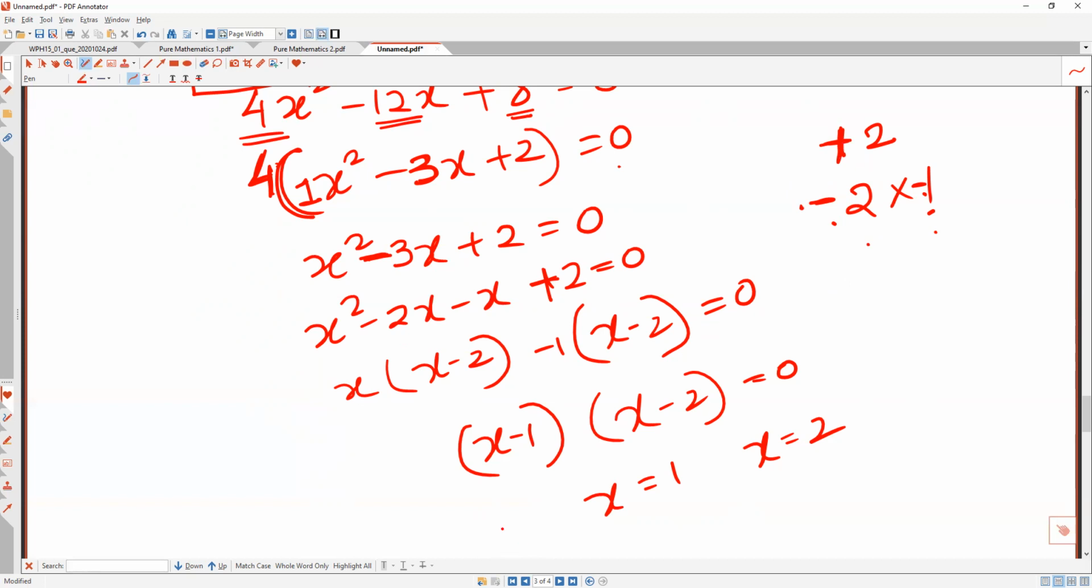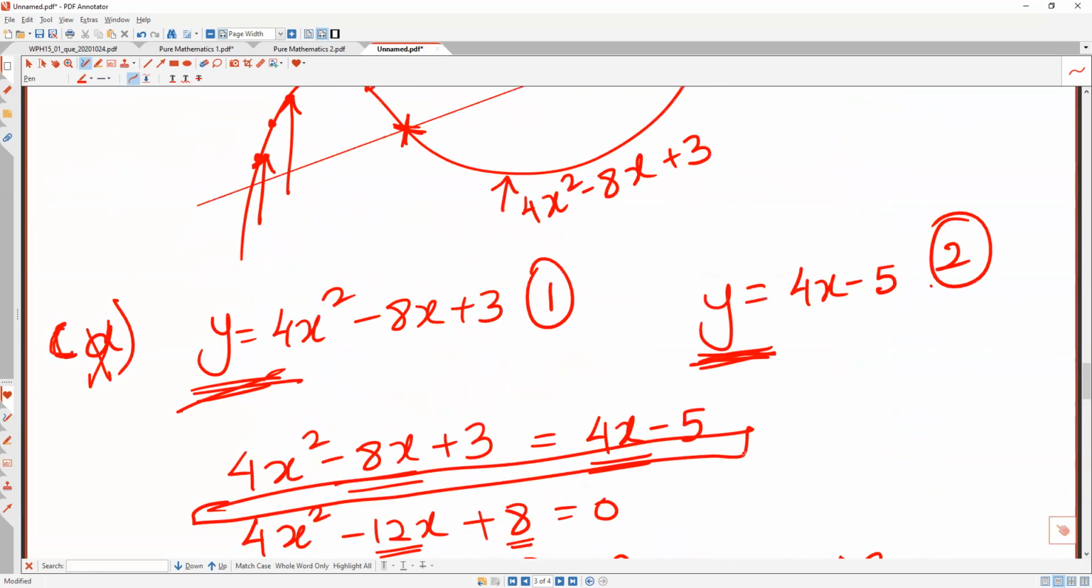Let Mehak say, because she had an issue with this. Mehak, understood? Okay. Your x values are 1 and 2. All you have to do is substitute x as 1 or 2, and you will get your y coordinates as well. I'm not even doing it. I'm going further towards the next sum.